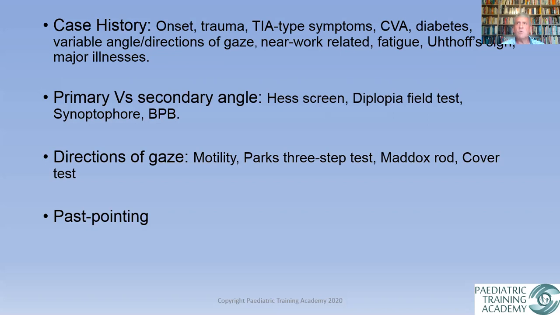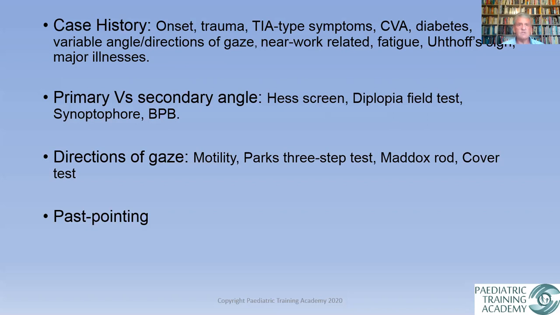You need to do monocular and binocular motilities. Does the angle vary in different directions of gaze? You're looking for incomitance. So by doing monocular and binocular motilities, if the angle of deviation is of a fairly large amount, you will then be in a position to pick that up just by looking at your patient.